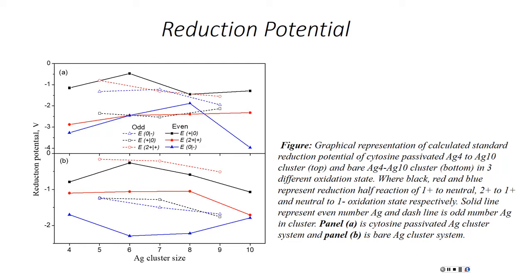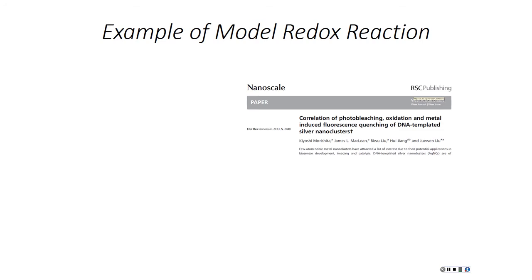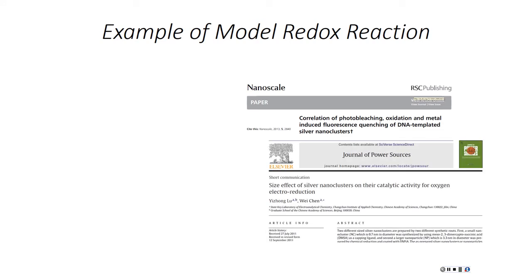So this is only the reduction potential for the half reaction. Half reaction means just silver taking electrons. But we also wanted to look at the overall reactions, which is also important. I just put some reference papers here. There are a lot of differences.